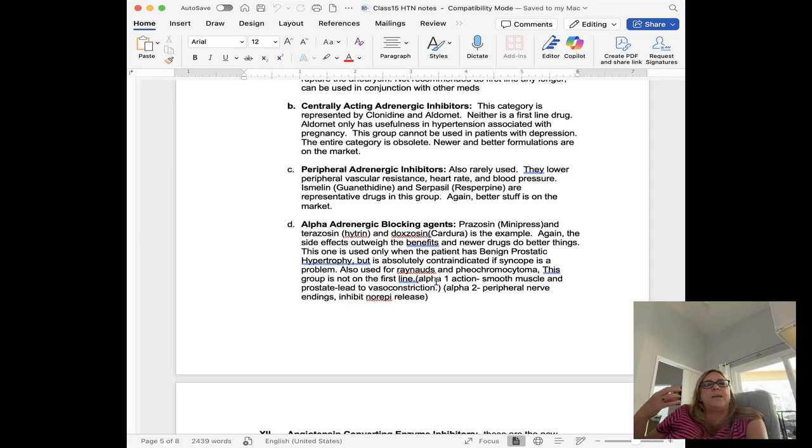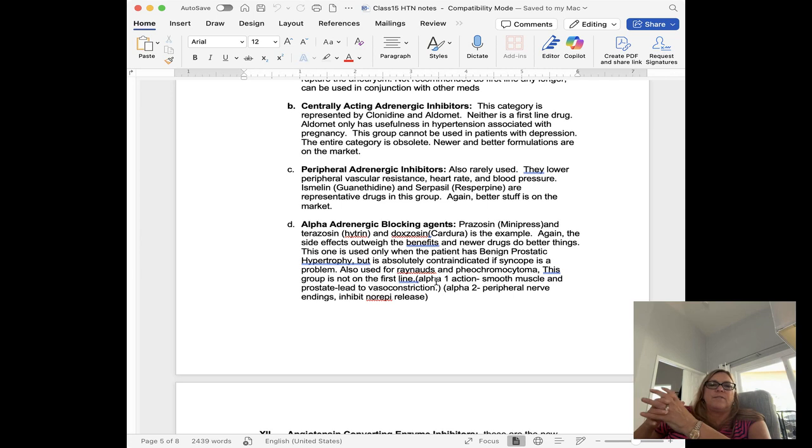Because they can get orthostatic hypotension. Okay, so we're not using these first line, but if the patient has hypertension and has BPH, we can put them on prazosin, doxazosin, terazosin. They end in -osin. These are the drugs.